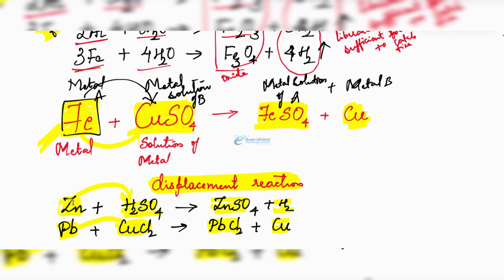Similarly, again we can see the examples. When zinc reacts with sulfuric acid H2SO4, it gives zinc sulfate and hydrogen gas is liberated. When lead reacts with copper sulfate, it gives lead sulfate plus copper. Okay, formation of copper. So these are the different reactions. Remember, Fe displaced copper, zinc has displaced hydrogen, lead has displaced copper. So these are the examples of displacement reaction.